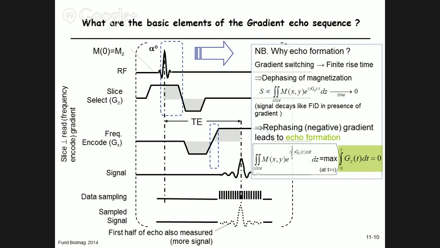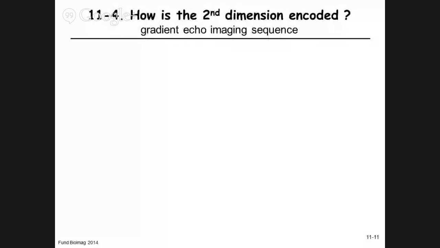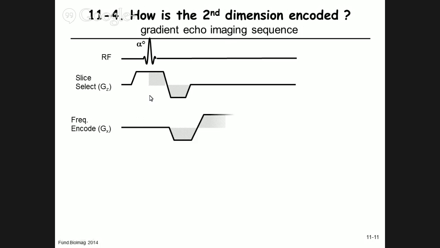Okay, so now we'll come to the hard part of today's course. And that's how is the information encoded to produce a two-dimensional image. So we'll start out again with the gradient echo sequence. Here's the alpha degree pulse, the slice select gradient, frequency encode gradient. At this point we have echo formation. This is where the rephasing occurs.